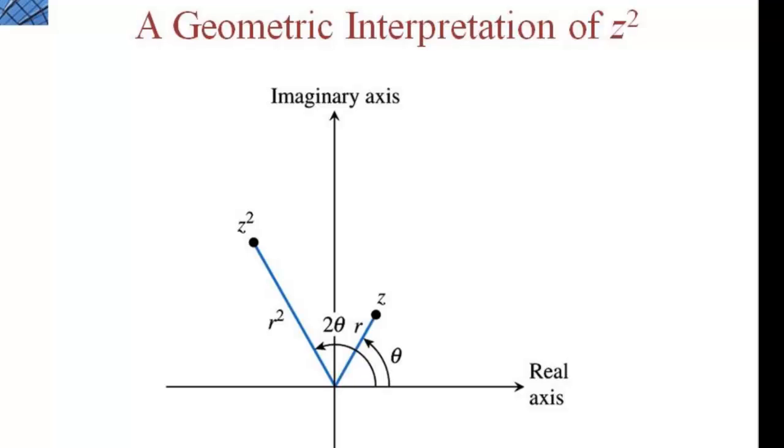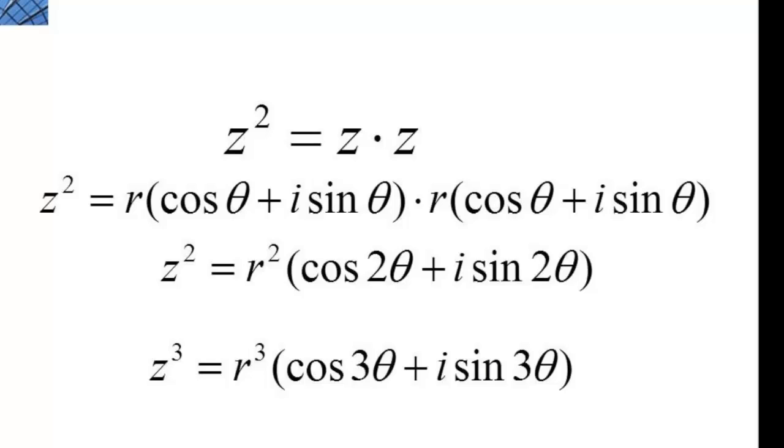We have z plotted in there in the first quadrant, and if we are going to square it to get z squared, we will end up with r squared, so the radius will be squared, and theta will be doubled. Now let's look at z to the third. If we have z to the third, that's just z squared times z. So we'd have r to the third cosine 3 theta plus i sine 3 theta.